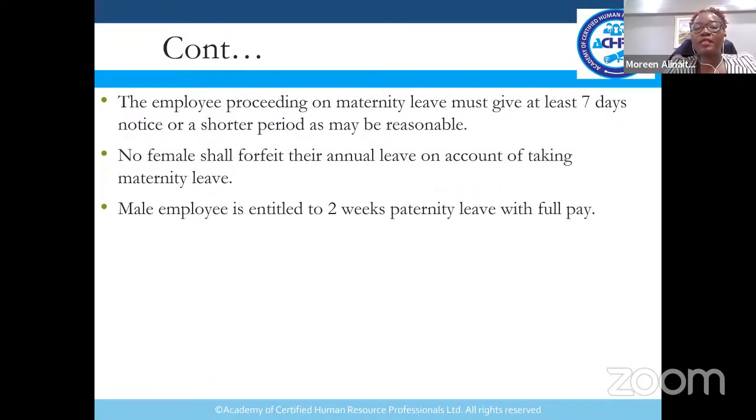The employee proceeding on maternity leave must give a notice at least of 7 days or a shorter period as may be reasonable. Of course, when somebody is pregnant as an employer, you automatically know there will be a time where they will give birth. However, the employee is given the obligation to notify the employer and say, I will be due around this time, so that the employer can have time to prepare for their absence. What happens if your employee gives birth on the day they are at work? What happens? That is why the Act now says, or a shorter period as may be reasonable.